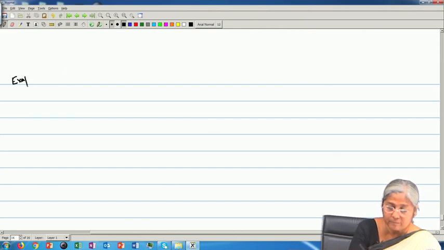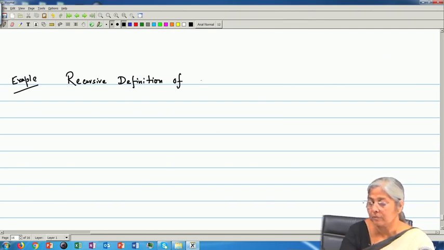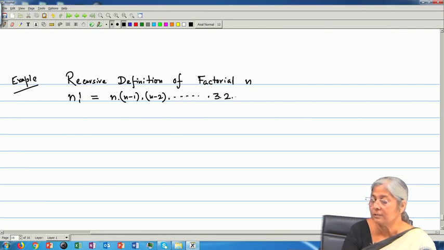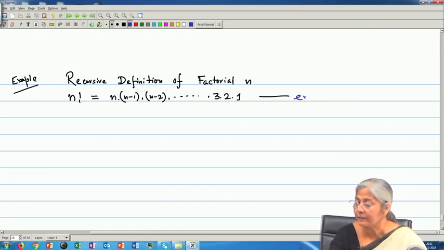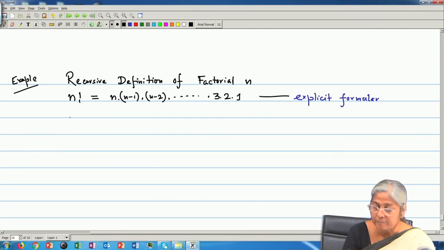So, another example we see, the recursive definition of factorial n. We know that n factorial is n into n minus 1, n minus 2, down to 3, 2, 1. So, this is my explicit formula for factorial n. Now, we can easily define this thing: n factorial is n into n minus 1 factorial.